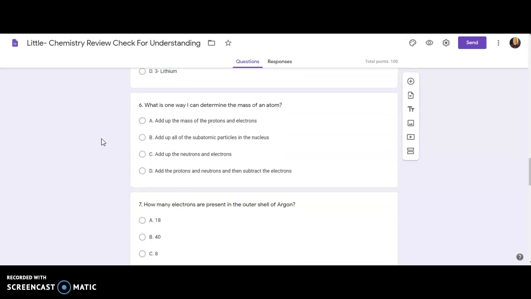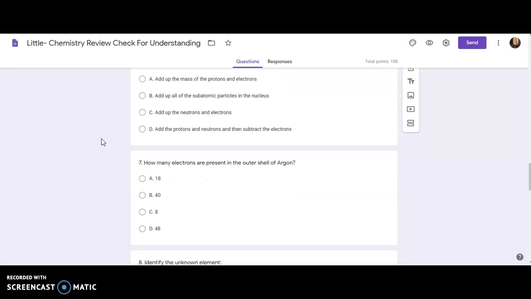Number 6. What is one way I can determine the mass of an atom? I can A, add up the mass of the protons and electrons, B, add up all the subatomic particles in the nucleus, C, add up the neutrons and electrons, or D, add the protons and neutrons and then subtract the electrons. Remember kids, we're really interested in 2 of the subatomic particles that have mass. The other one really doesn't, so look through your notes to make sure you get that one correct.